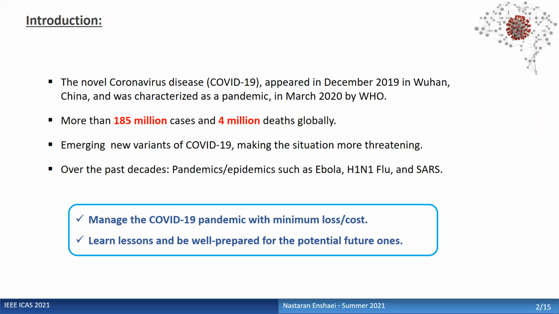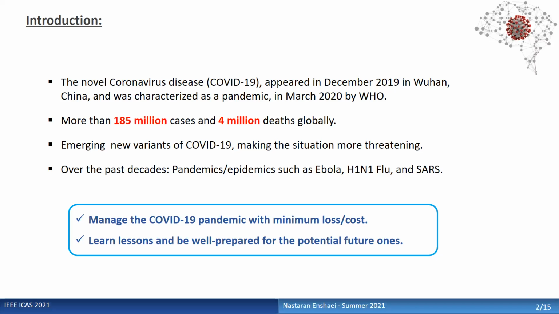The novel coronavirus disease appeared in December 2019 in China and was characterized as a pandemic by the World Health Organization in March 2020. So far, more than 185 million people have been affected by this virus, and unfortunately, we have had more than 4 million deaths globally. Recently, emerging new variants of COVID-19 have made the situation more complicated even after starting the vaccination.